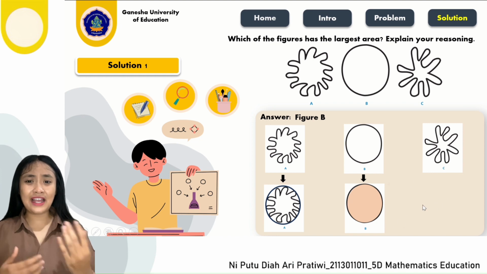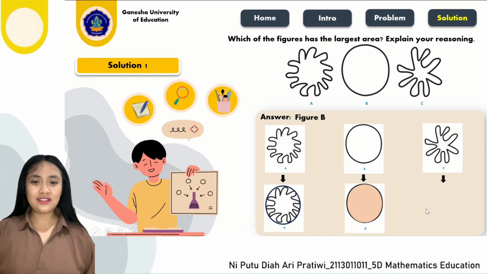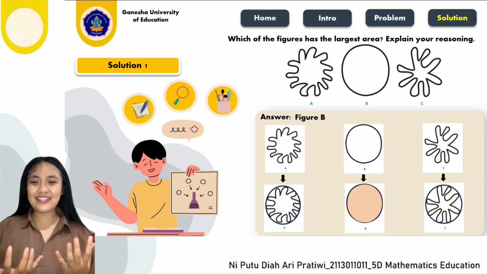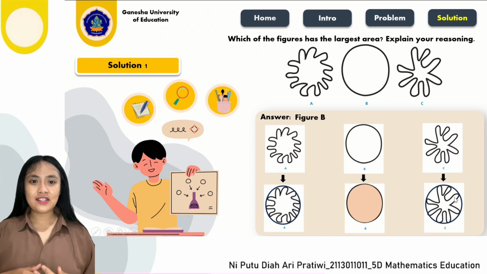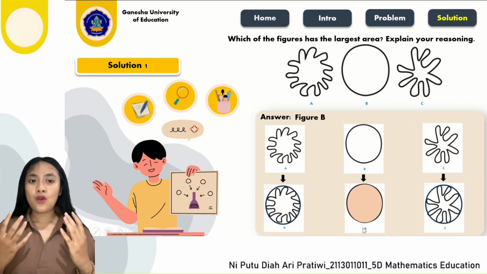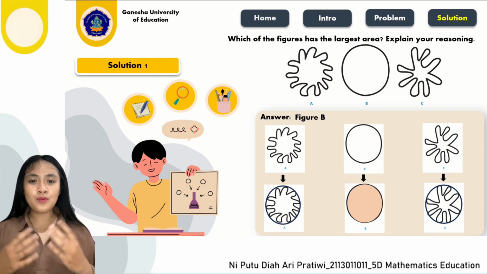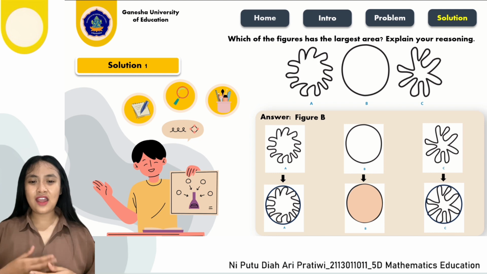And then for the last, let's compare figure C with this circle. Wow, we can see that the gaps of figure C are more than the gaps on figure A, right? So we can conclude that the area of figure C is less than the area of the circle. So from that reasoning, we can conclude that the figure that has the large area is figure B, because figure B has the same area as the circle and figure B has no gaps.